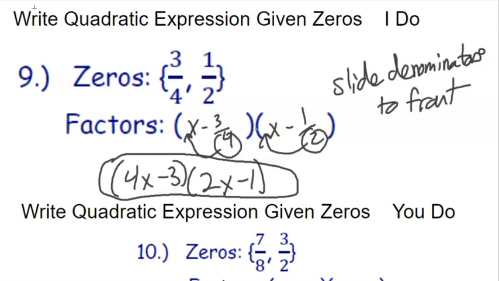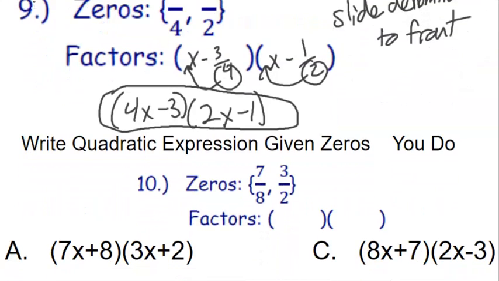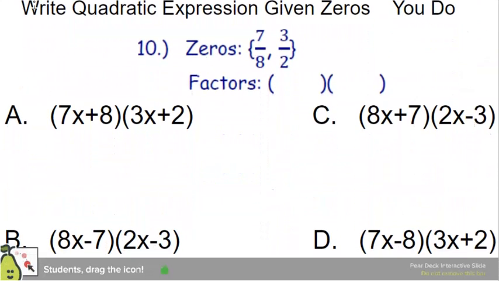Although these are useful to work with, especially when finding the zeros, your factored form will always just have integer numbers and not fractions in them. Okay, now you do this one. Drag the icon over the correct answer. You're given the zeros 7/8 and 3/2. What would be the factors for this?